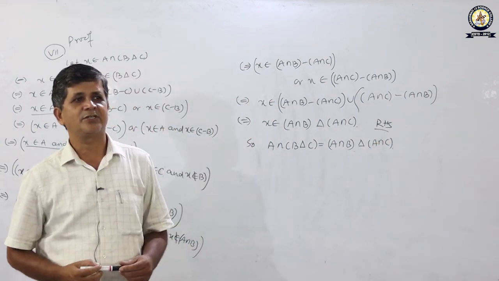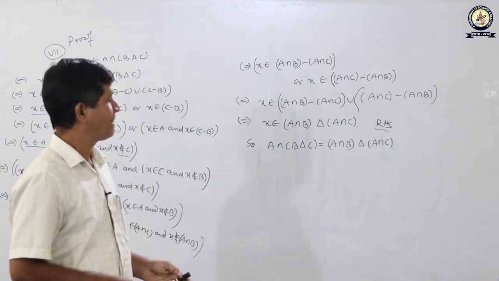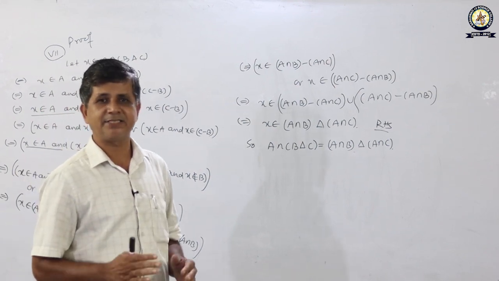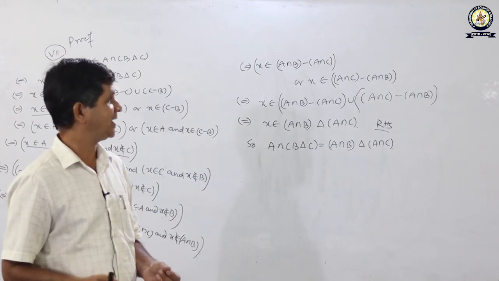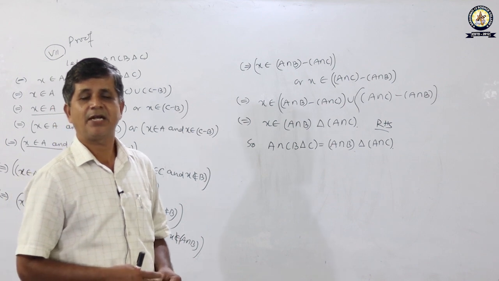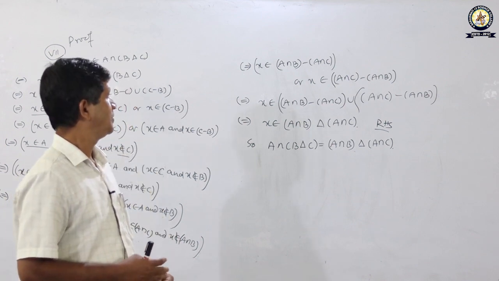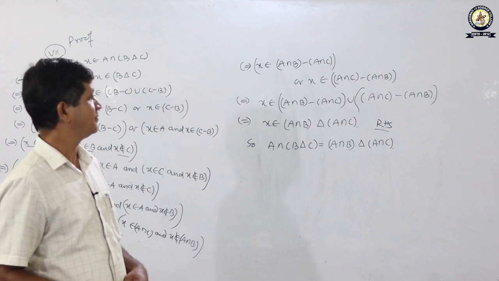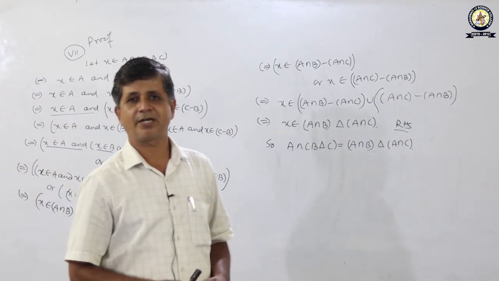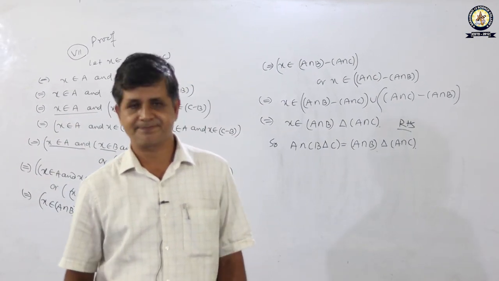This is all about the symmetric difference, complement of a set, and the symmetric difference of sets, and this is the end of the first part of our set operation, the last part of the set operation.